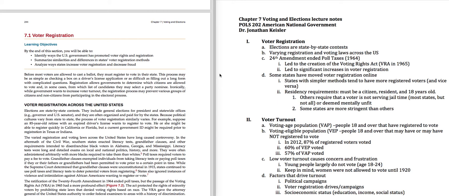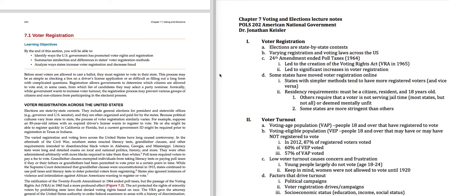The 24th Amendment ended the poll taxes in 1964. If you recall from the previous chapter, poll taxes were literally either a tax you had to pay to vote, which eliminated a lot of poor people, or you had to take an intelligence test, meant so that if you couldn't read, you couldn't vote, that type of thing. So it kept a lot of people from voting. It kept them from registering to vote. So the 24th Amendment in 1964 ended the poll taxes and led to the Voting Rights Act, or VRA, in 1965. This led to significant increases in voter registration.